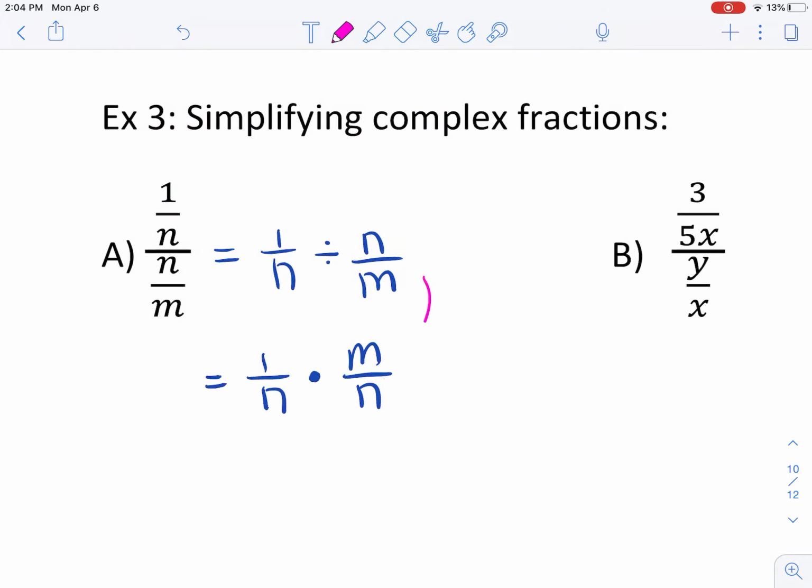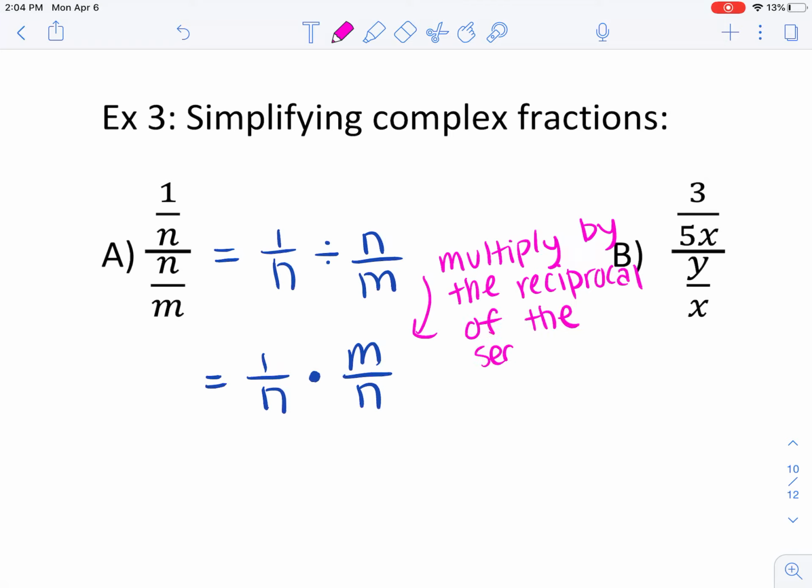I'll make a little note over here. So this is multiply by the reciprocal of the second rational expression.